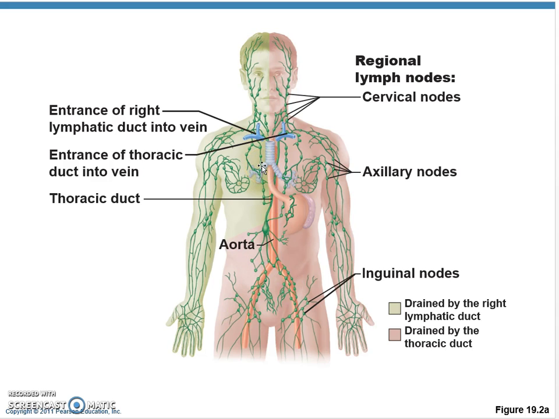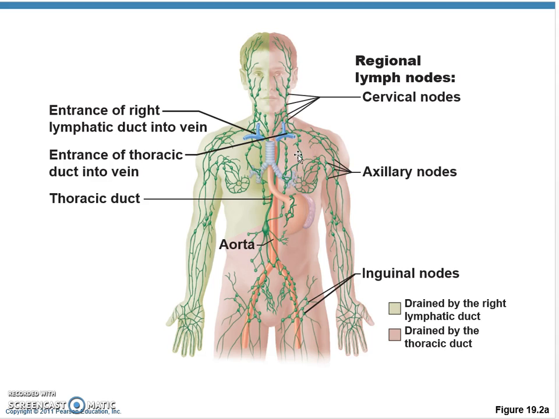You have two main lymphatic ducts. You need to know the drainage pattern as illustrated on this slide here. So the top half of your torso and your right arm both drain into the right lymphatic duct. And then the rest of your body, so the left half of your torso and both lower extremities, all drain into what is called the thoracic duct.